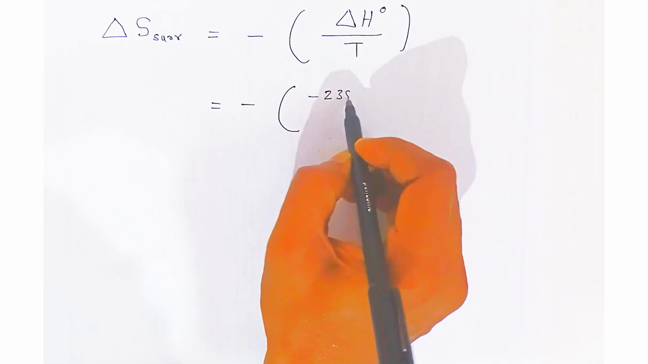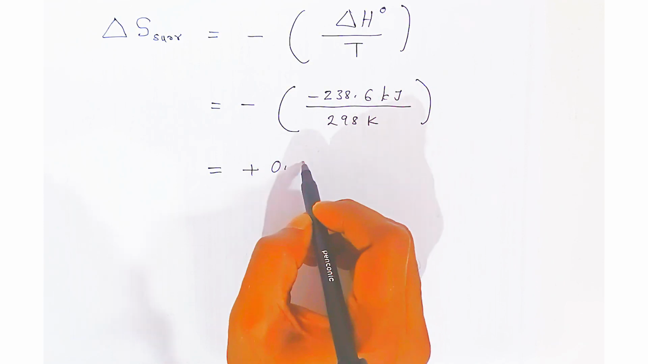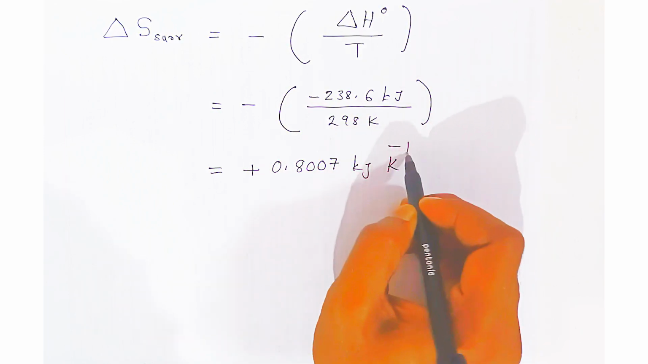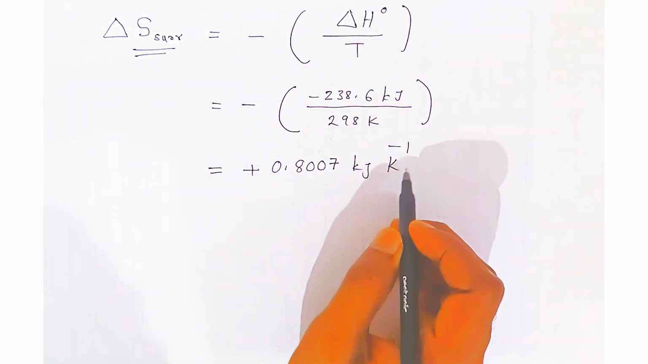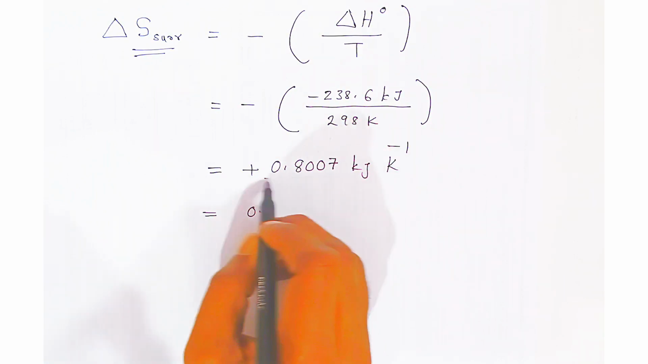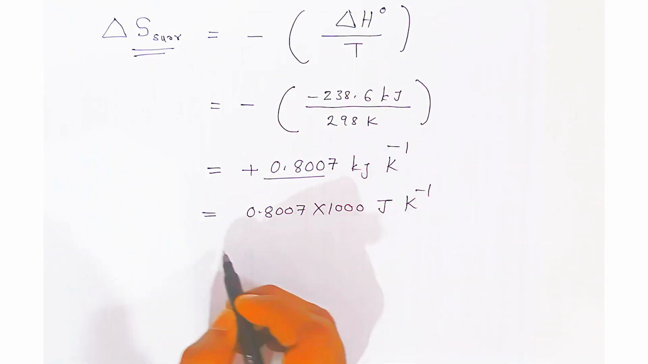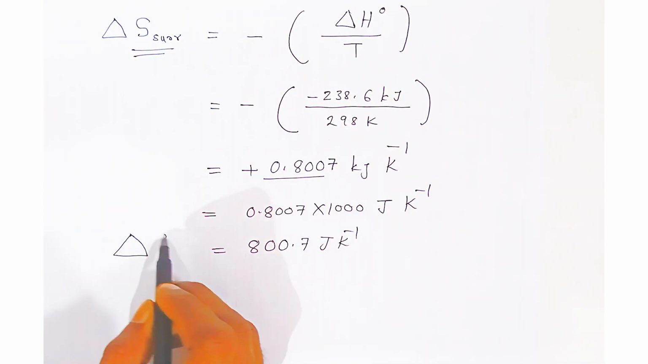Okay students, just put the value. Delta H is given, which is minus 238.6 kilojoule. You have to divide by 298 Kelvin. Okay students, when you divide with the help of the log table, the minus will go inside and it will become plus. You will get 0.8007 kilojoule per Kelvin. Now students, entropy we are every time taking in joule per Kelvin. So to convert kilojoule into joule, you have to multiply by 1000. If you multiply by 1000, the decimal will shift and it will be 800.7 joule per Kelvin. Okay students, so this is the surrounding entropy.